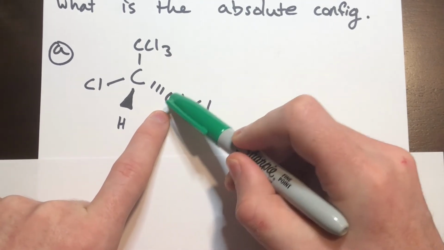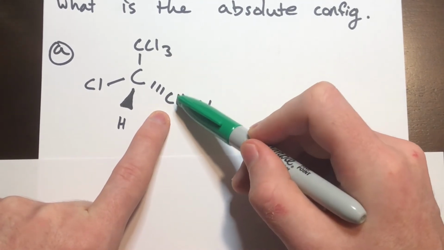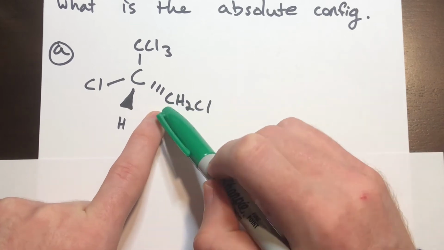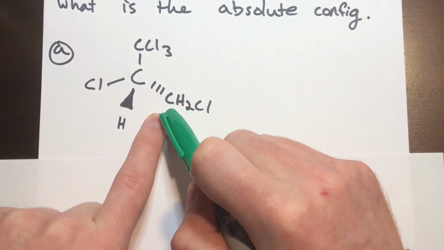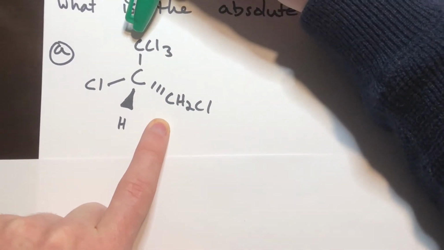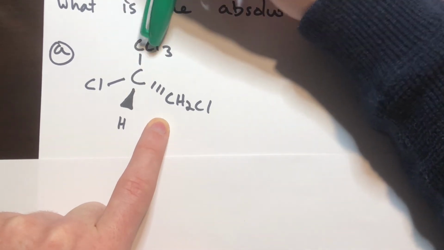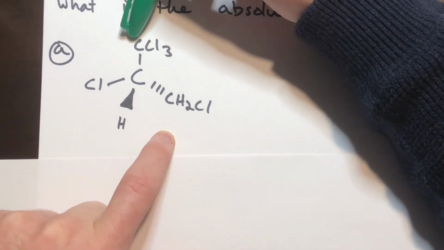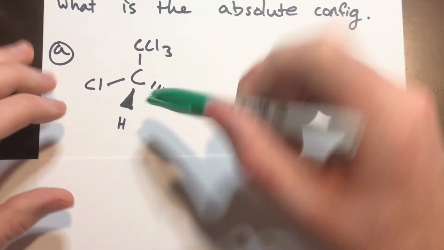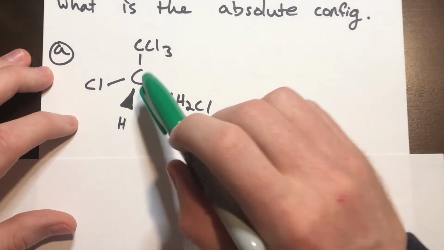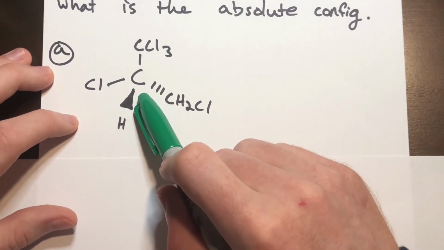This carbon is bound to 2 hydrogens. Those are identical groups, so we know that this carbon is not chiral. If we go to this carbon, it is bound to 1 carbon and 3 chlorines, so we know that this is also not chiral. And this carbon now is the only one that's left to be chiral.